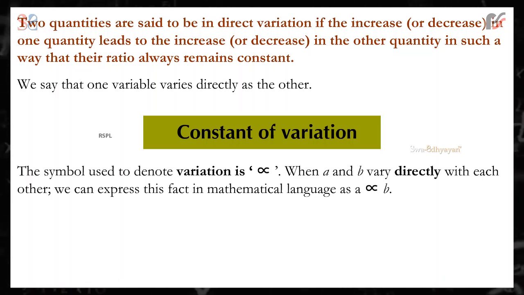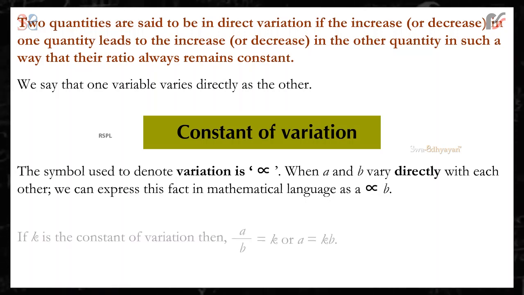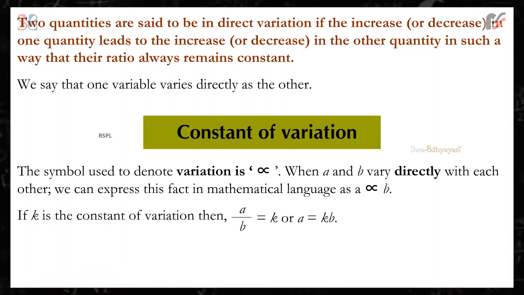When A and B vary directly with each other, we can express this fact in mathematical language as A is directly proportional to B. If K is the constant of variation, then A upon B is equal to K, or A is equal to KB.